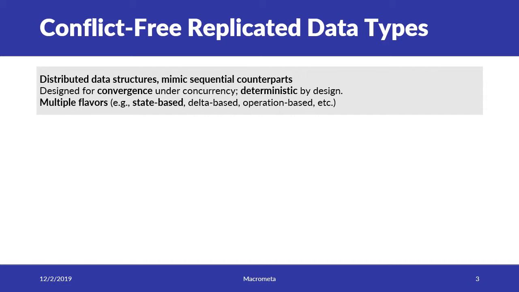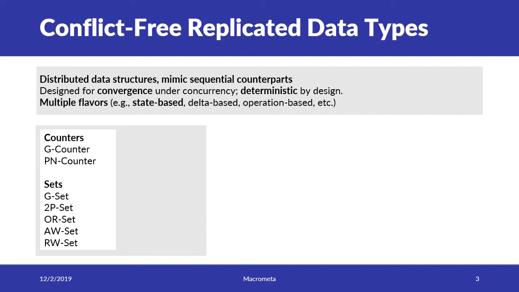These come in multiple flavors: state-based, delta-based, operation-based, and pure operation-based, and a variety of others. I'm going to talk about state-based CRDTs, which have been the most widely deployed variant of CRDTs for the moment. State-based CRDTs come in a number of different data structures. Counters, for instance, there's multiple variants of counters, such as a counter that can only grow or a counter that can grow and shrink. There are multiple variants of sets.